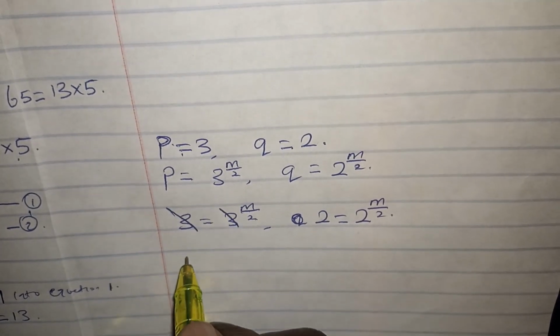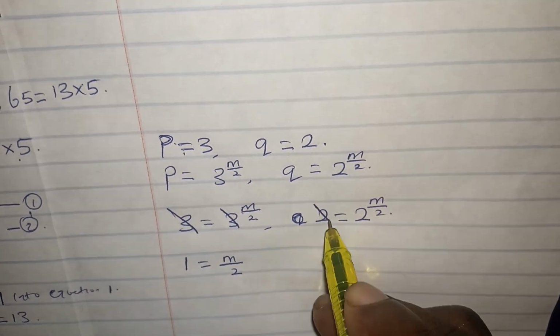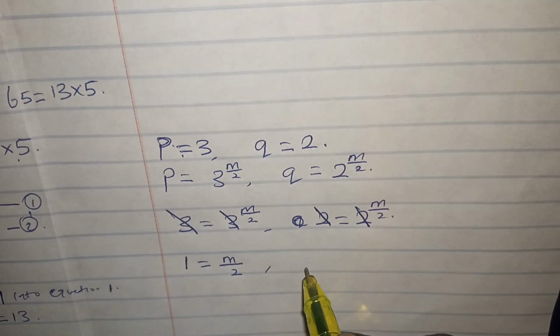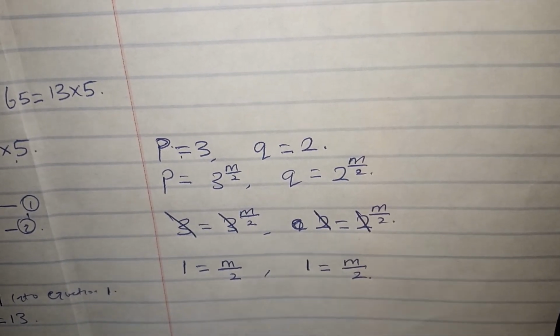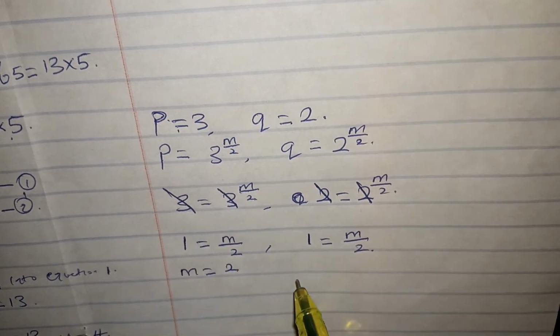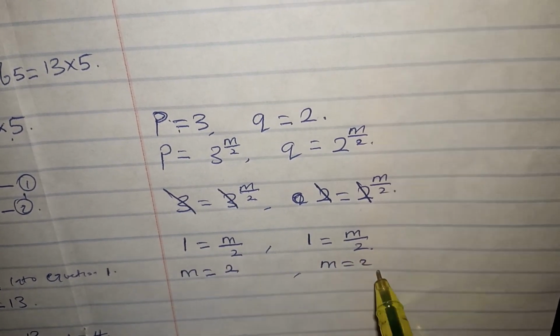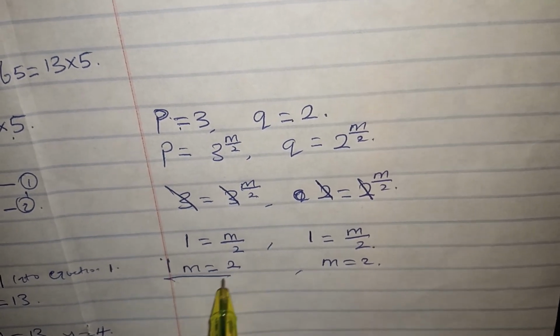So what are we now having? We are now having 1 is equal to m over 2. So this and this will cancel. We are now also having 1 is equal to m over 2. So if we cross multiply, therefore our m is equal to 2. We can see that now the value of m is equal to 2.